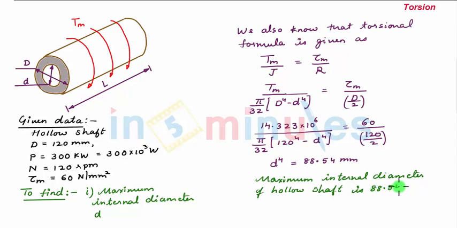88.54 mm. So if the internal diameter of this hollow shaft exceeds this value, the J term, the polar moment of inertia of this hollow shaft, will reduce and the resulting stress produced will exceed the maximum permissible stress of 60 Newton per mm square.